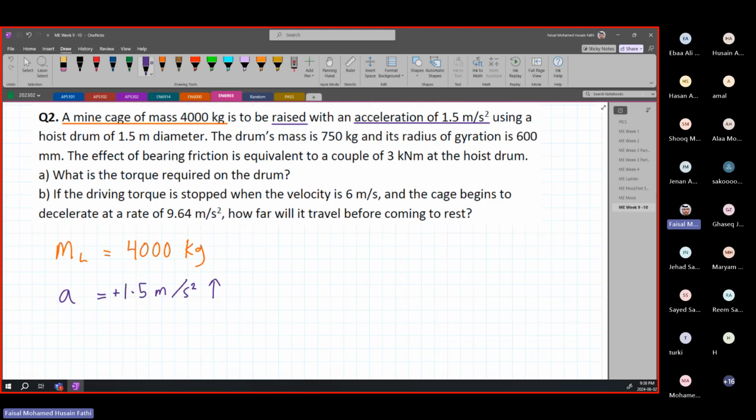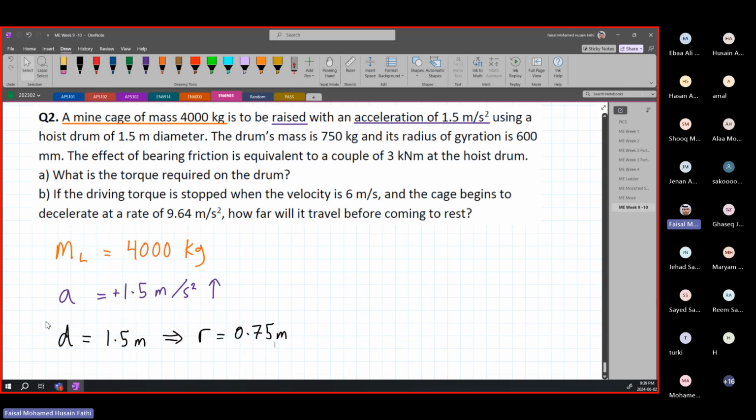Okay. Using a hoist drum of 1.5 meter diameter. So we know that our diameter is 1.5 meters, which first thing you're going to do is convert this into the radius, which is half of the diameter. So it's 0.75 meters because we do not benefit from diameter. We want it to be in meters. Okay. So this is the first thing.